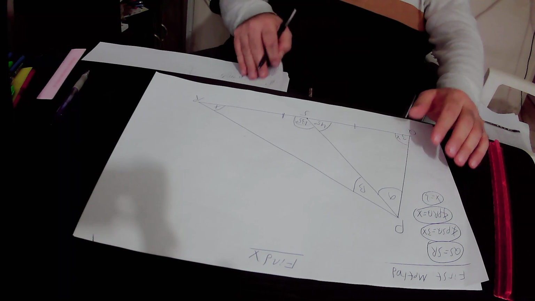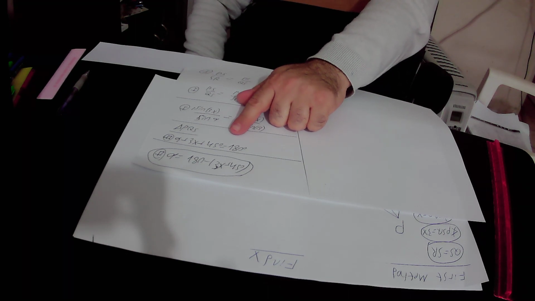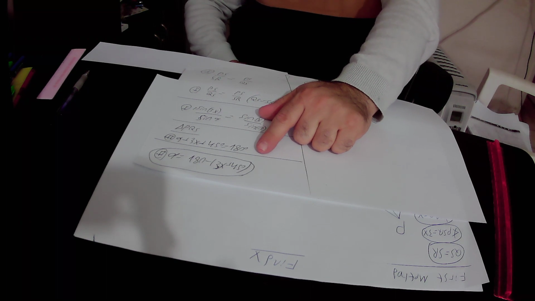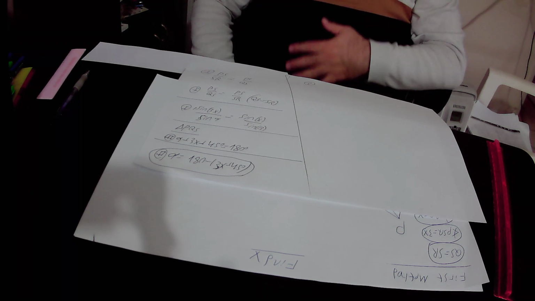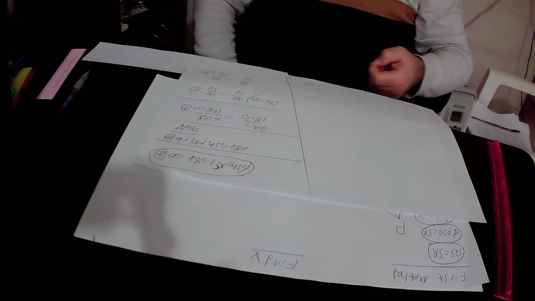I repeat again, we subtracted 3x and also 45 degrees from this equation number 2, and we got that angle alpha equals 180 degrees minus (3x plus 45 degrees). So we actually succeeded to express the value of alpha in terms of x.